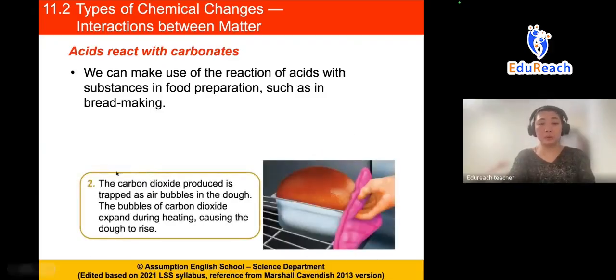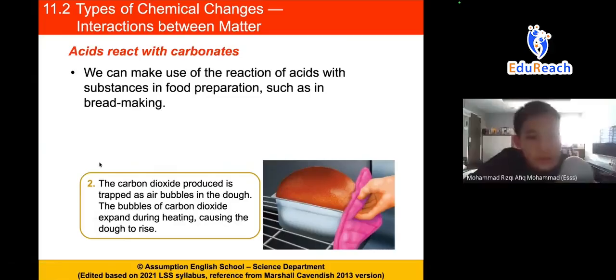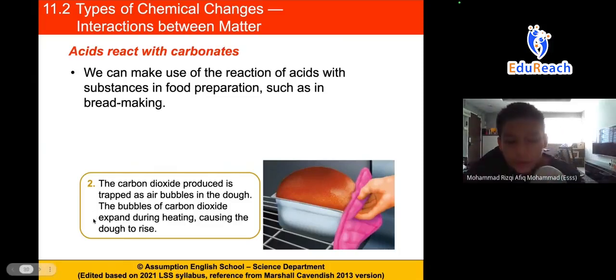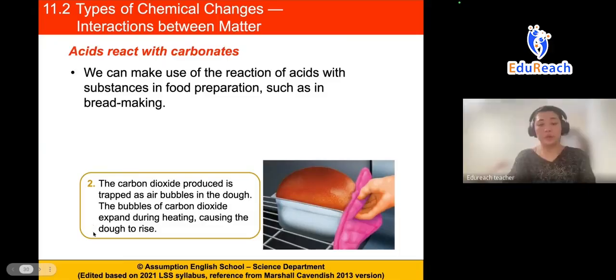Rizky, can you read point number 2? The carbon dioxide produced is trapped as air bubbles in the dough. The bubbles of carbon dioxide expand during heating, causing the dough to rise. Yes. So for those of you who have baked before, you know that after you have combined the dry ingredients and the wet ingredients, you have to allow the dough to rest, right? Who knows what will happen when you allow the dough to rest for, let's say, 20-30 minutes? What will happen to the dough?